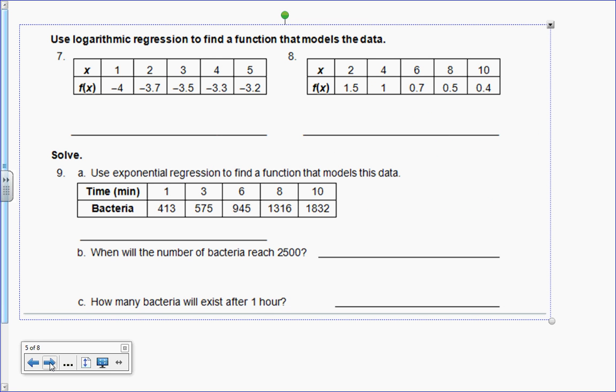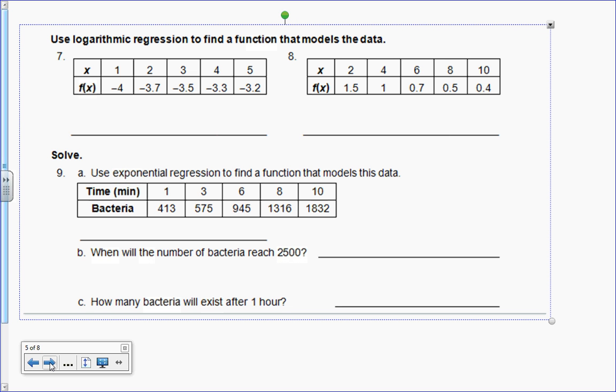All right, 7 and 8 say use logarithmic regression. Starts out by putting the data in the same way. You hit stat enter. All right, first one, put our 1, 2, 3, 4, 5 in. We got -4, -3.7, -3.5, -3.3, -3.2. Hit stat, go over to calc.